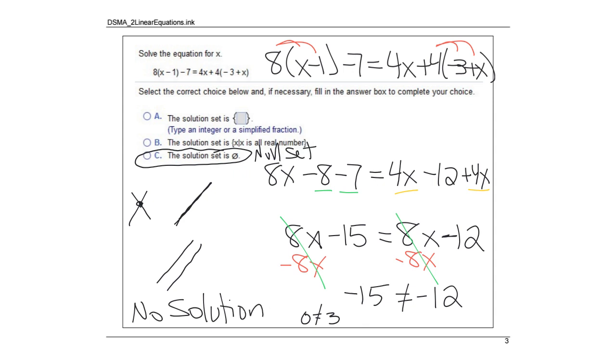So if you see that you get a false statement here, this doesn't make sense. Negative 15 can't equal negative 12. If you did it the other way, 0 can't equal 3. Then that would be a false statement, and therefore there's no solution. We'd have to go back to the drawing board if we were trying to figure something out with this linear equation.